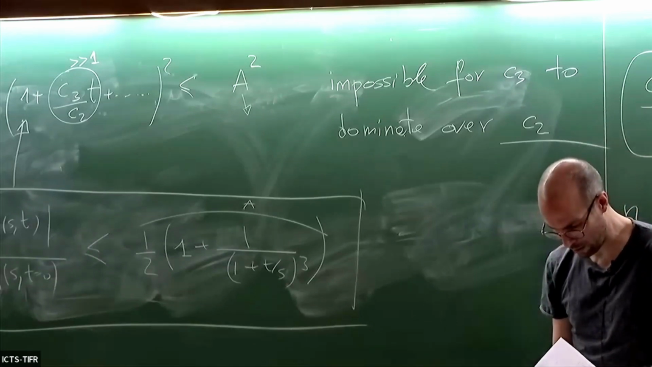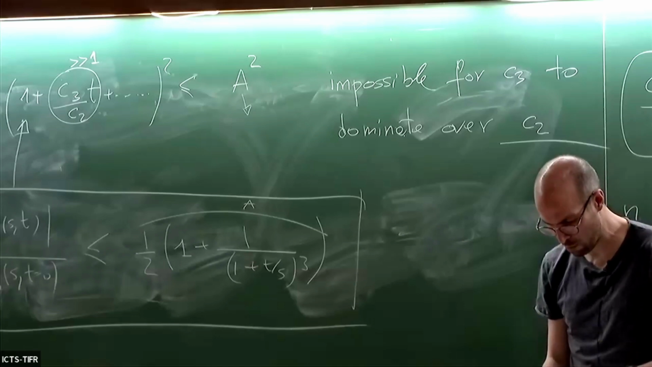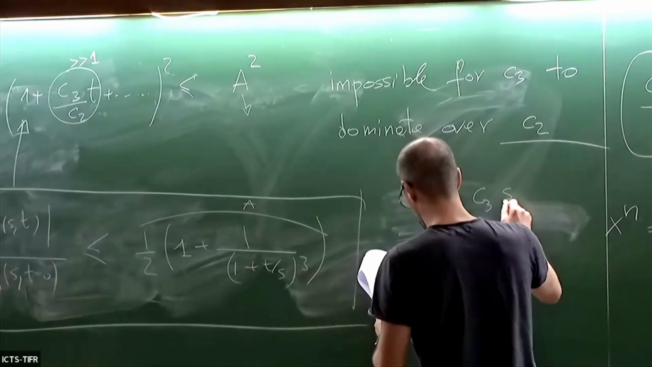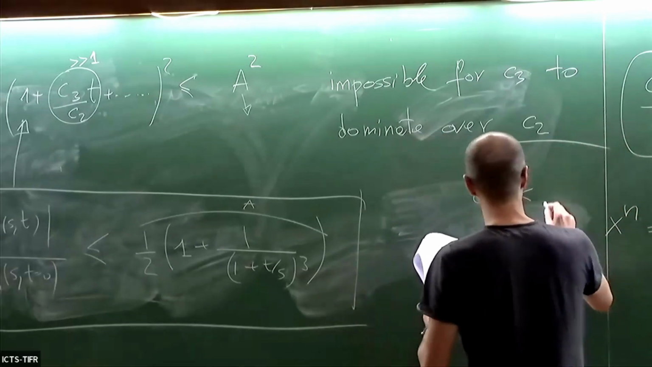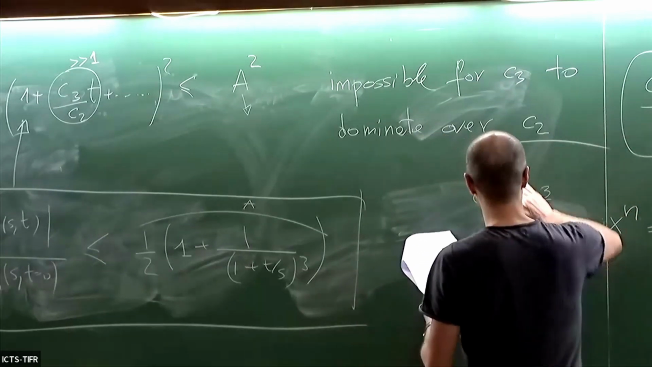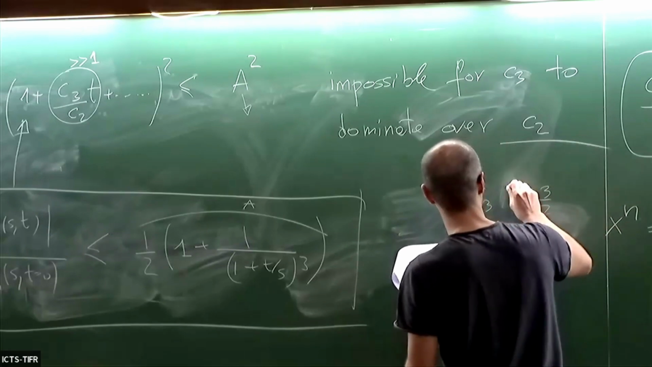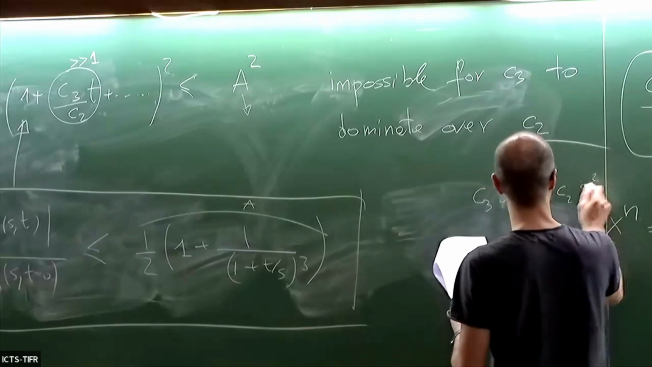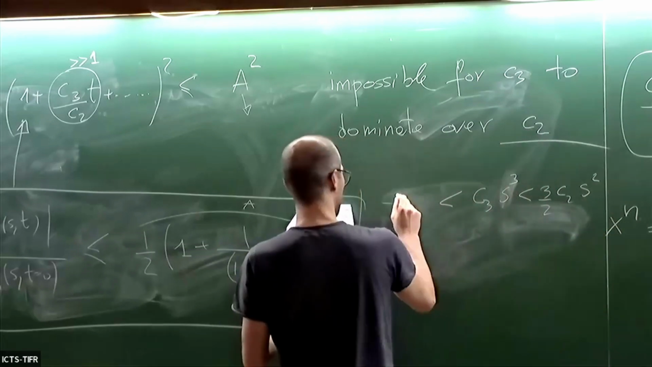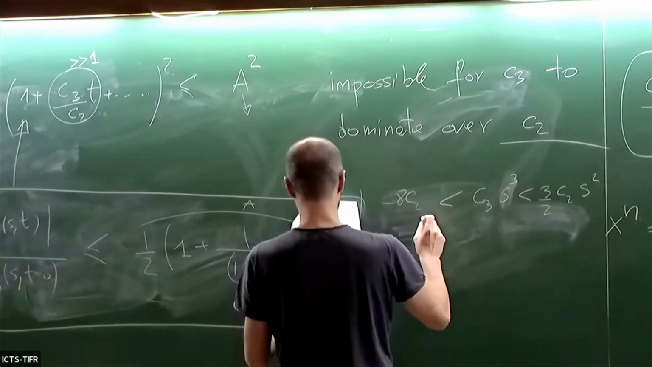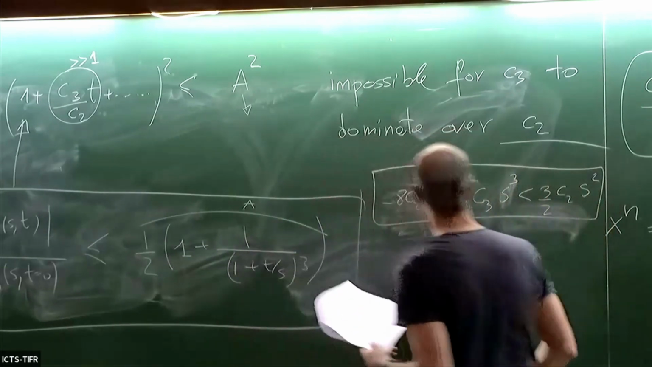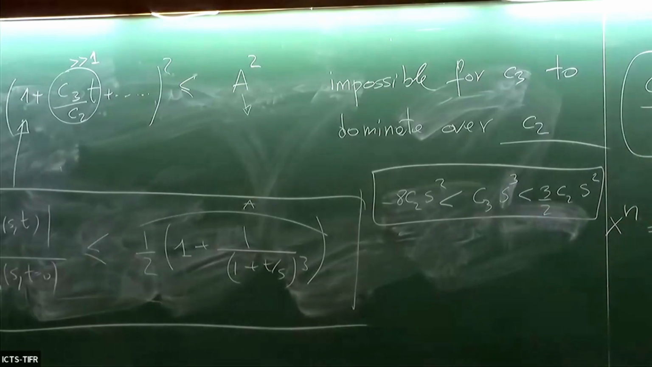And if you do it with the moments, you get C3 squared is bounded by 3/2 C2 squared minus 8. This is not the optimal bound. It's the simplest bound that you can get with the two-moment problem.